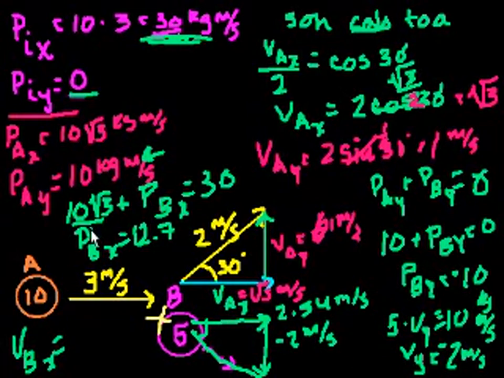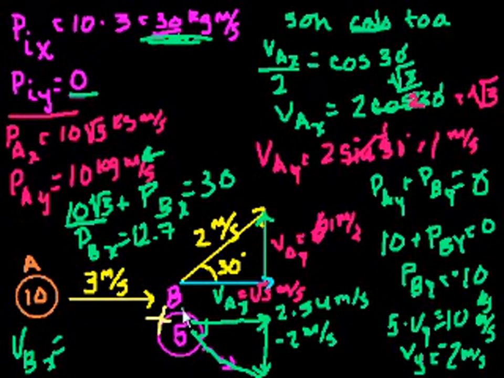And similarly, we knew that A's momentum in the x direction, which was 10 square roots of 3 kilogram meters per second, plus B's momentum in the x direction is equal to 30. Then we just subtracted out, and we got B's momentum in the x direction, and then we divided by B's mass to get its velocity, which we got as 2.54. So that's where I left off, and we were rushing.